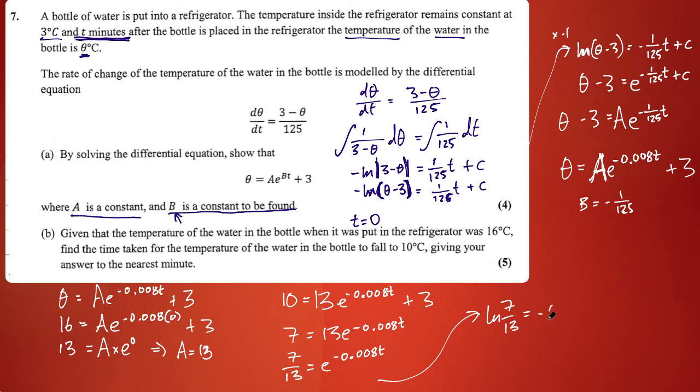I've got rid of the e by taking lns. So that is minus 0.008t. And therefore t equals ln 7 thirteenths over minus 0.008. We know that that's negative and that's negative, so we should get a positive answer, which we get as 77.3799, which rounds to 77 minutes to the nearest minute.